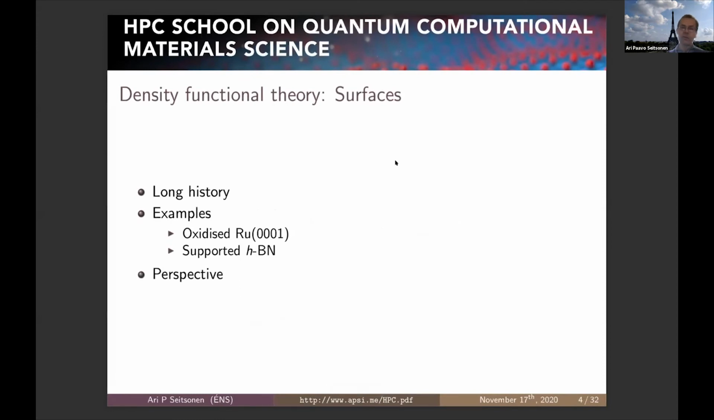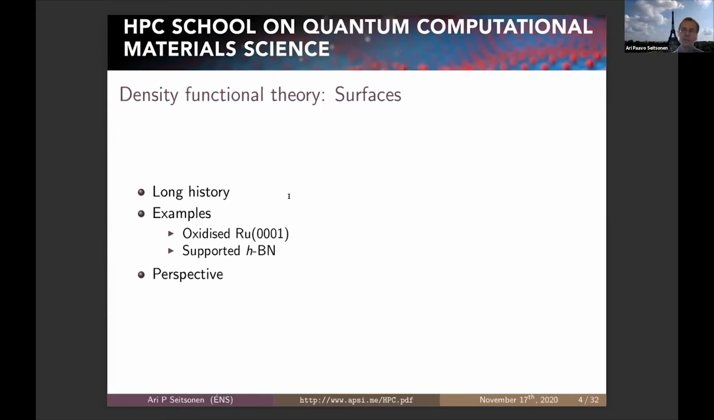So a short overview of what I will talk about. I will very quickly talk about the history of calculation of surfaces with DFT. Then I chose two examples. One of them is an old one, that's what I studied when I was still in Berlin. And then another one is recent work on supported hexagonal boron nitride. And a very short perspective, if I have time, it's only one slide.